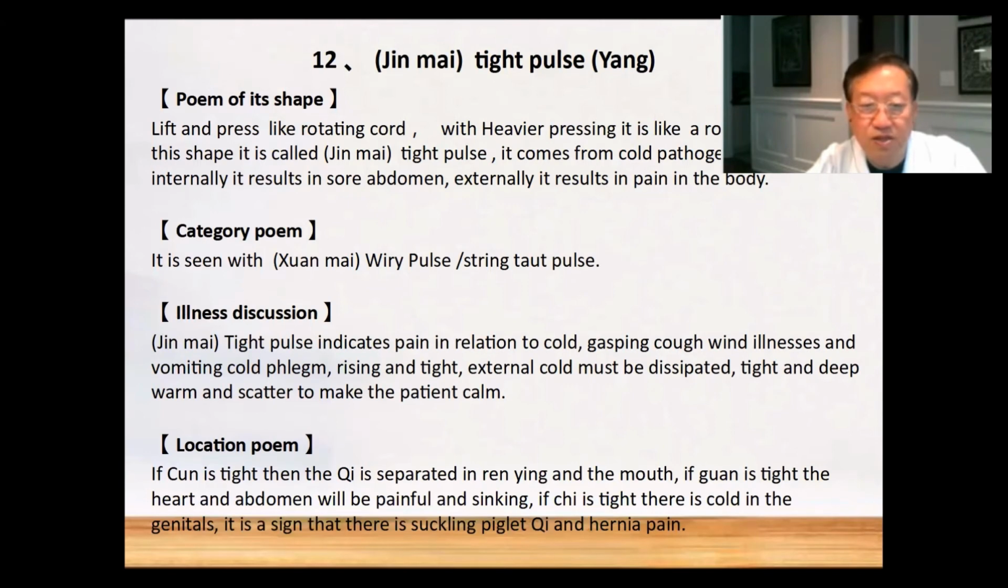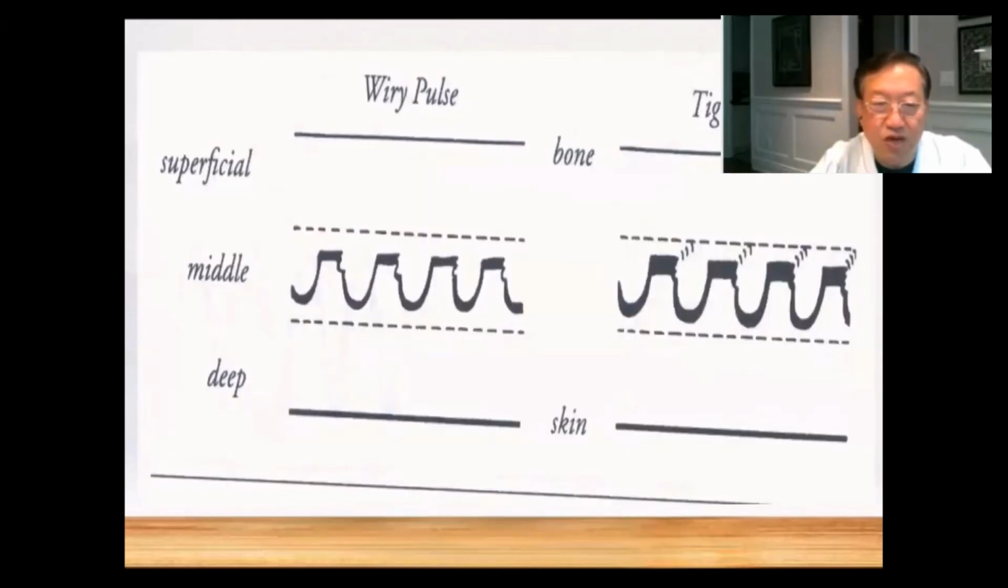Location poem. If Duan is tight, then the qi is separated in the ren yang and the mouth. If guan is tight, the heart and abdomen will be painful and sinking. If Chur is tight, there is cold in the genitals. It's a sign that there is suckling piglet qi and hernia pain. Wiry pulse versus tight pulse comparison.